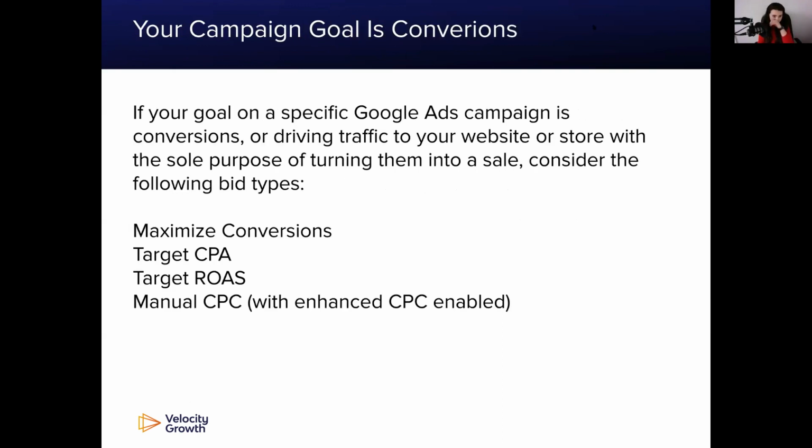So if your goal on a specific Google ad campaign is conversions, or driving traffic to your website or store with the sole purpose of turning them into a sale, consider these bid types first. Maximize conversions, target cost per acquisition, and target return on ad spend are great options. If you are a new account and you're finding it difficult to use one of these options because you have limited data and Google hasn't learned an awful lot about your customers yet, you can use manual CPC with enhanced. I would always recommend using enhanced CPC if you're going to add a manual bid.